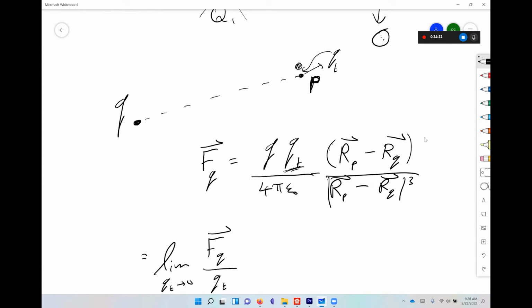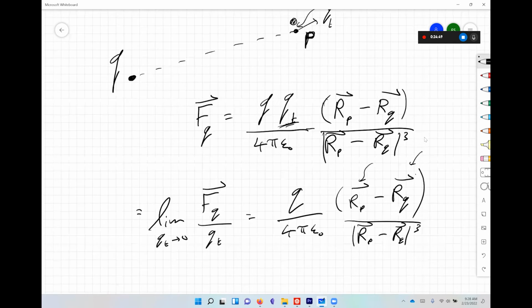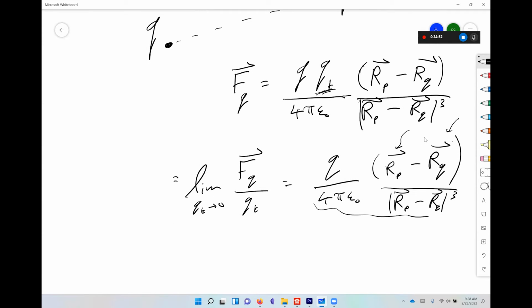Does this limit exist? Yes, because when I divide by QT here, it goes away, right? So this becomes Q over 4 pi epsilon naught RP minus RQ. So this is the position of the charge, so that is the source of the field. This is the position of the point where I'm interested in calculating the field, over RP minus RQ cubed. Right? This limit exists clearly, right? QT is not part of this equation. This is what's called the electrical field due to the charge Q at point P.